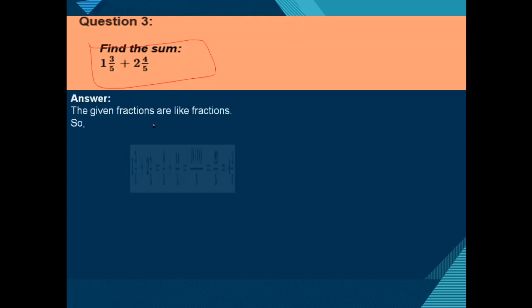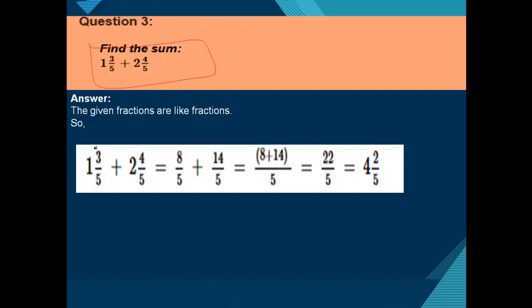See next question, that is mixed fractions. So first we have to convert into improper fractions. Here I will show the improper fraction. When 1 3 by 5 is converted into improper, we get 8 upon 5, and 2 4 upon 5 converted into improper is 14 upon 5. Then we add directly: 8 plus 14 upon 5 is equal to 22 upon 5. Then after that we have to convert into a mixed fraction.